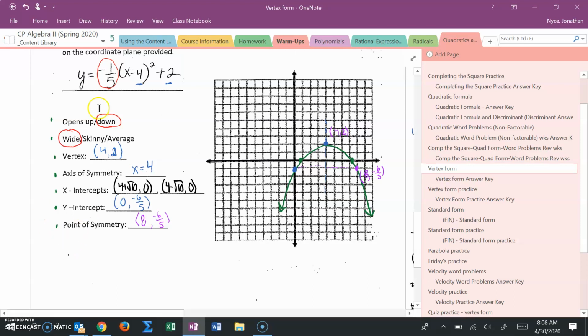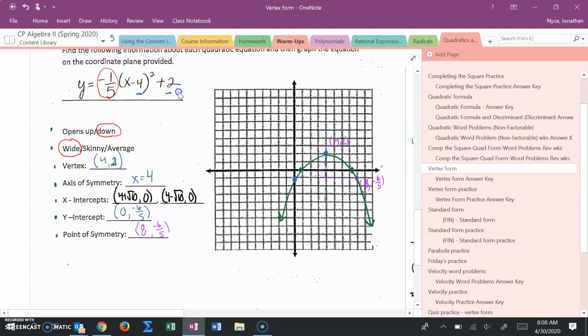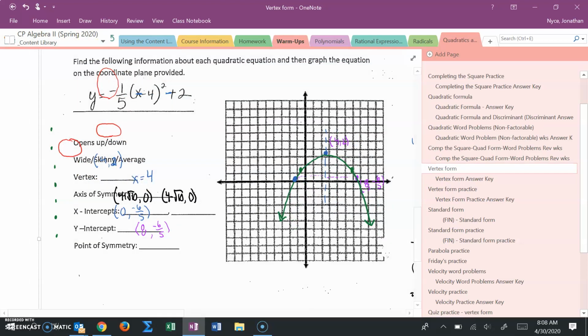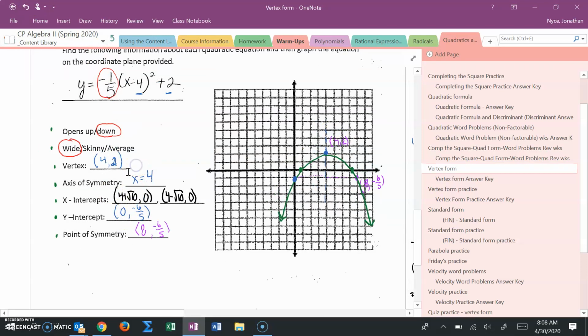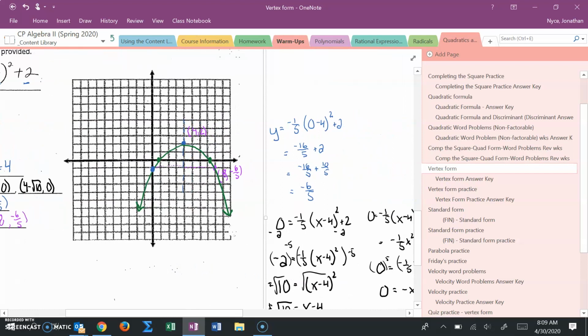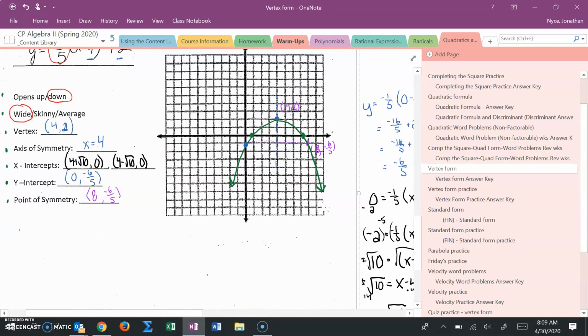So again, the A value tells you if it opens up or down, and whether it's skinny, wide, or average. That's all from the A value. Your H and your K in your vertex form give you the vertex itself, as well as your axis of symmetry. Once you have those two things, and we go to the y-intercept, that's just a little bit of algebra where you're going to let x equal 0 and then solve when x is 0. You're going to plug in.